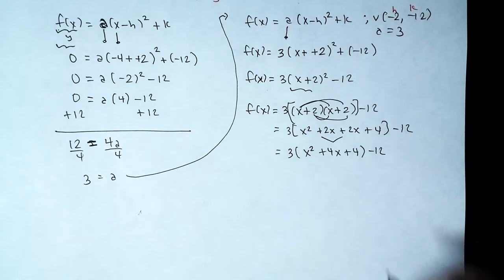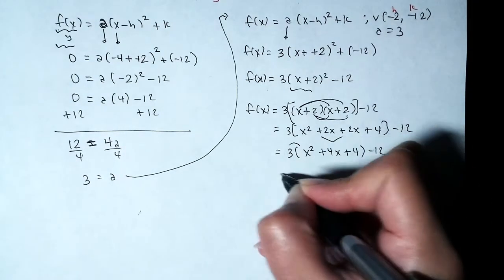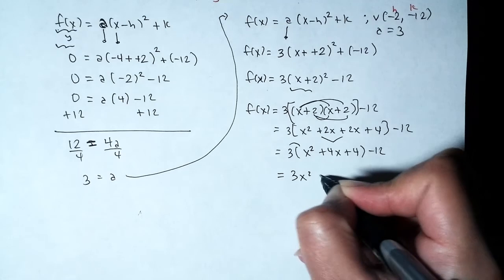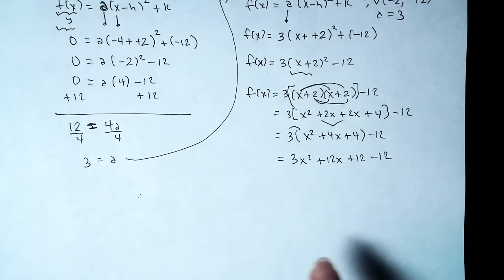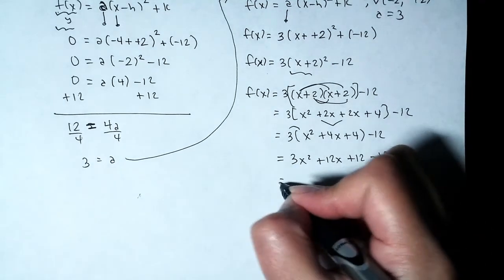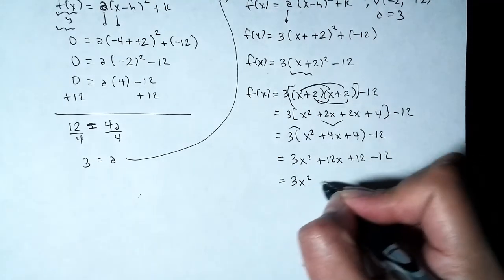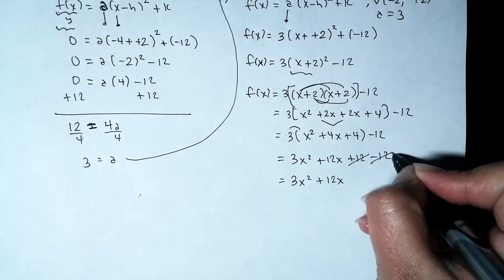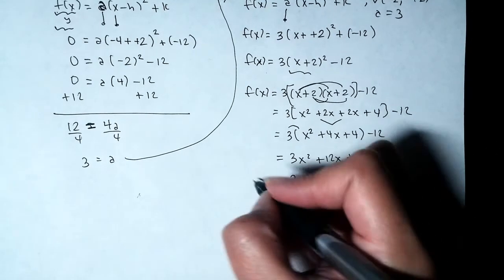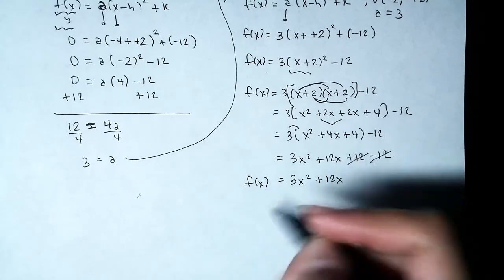Let's distribute that 3, clear those grouping symbols, and that will give us 3x squared plus 12x plus 12 minus 12. And then let's combine all the like terms. We only have one squared term, we only have one x term, and the sum of the constant terms surprisingly gives us 0. Okay, so we have f of x equals 3x squared plus 12x.